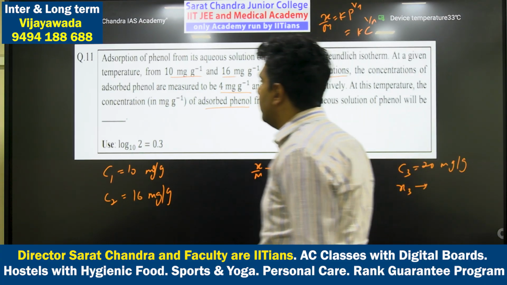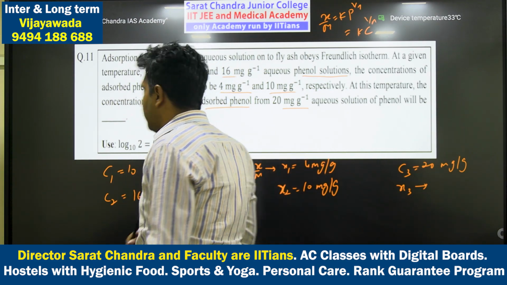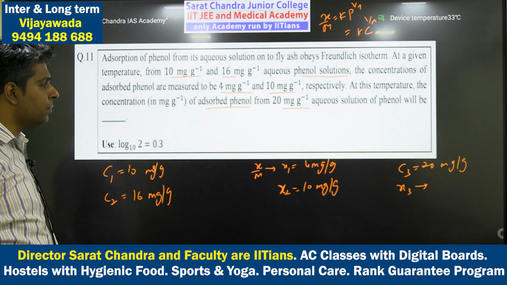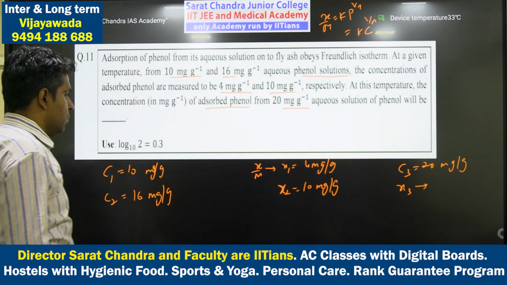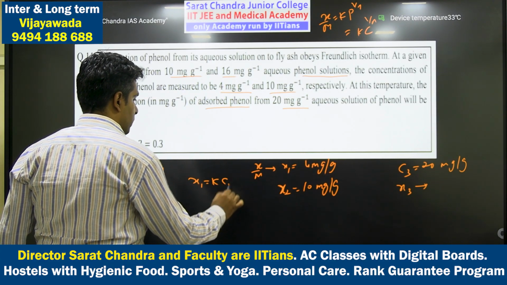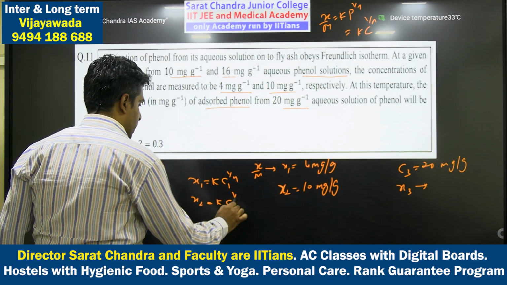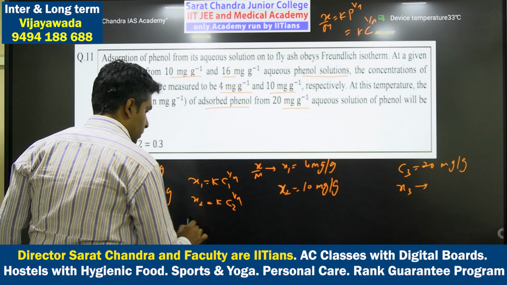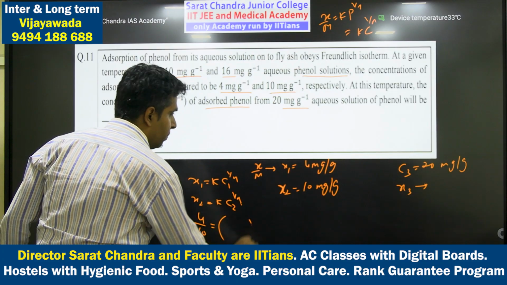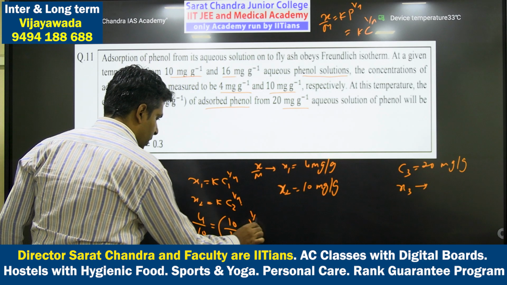The concentration of adsorbed phenol, at this temperature the concentration in milligrams per gram of adsorbed phenol, the extent of adsorption, I have to find out, X3. So using the Freundlich adsorption isotherm, X1 is equal to K C1 raised to power 1 by N, X2 is equal to K C2 raised to power 1 by N. So X1 by X2, that is 4 by 10, will be equal to C1 by C2, that is 10 by 16 raised to power 1 by N.